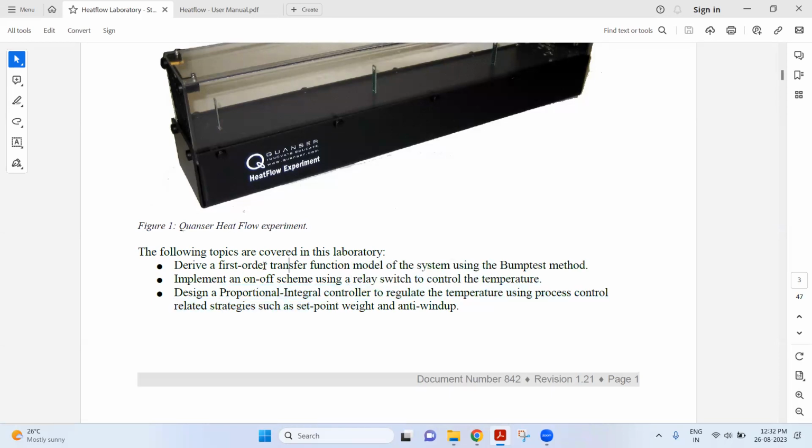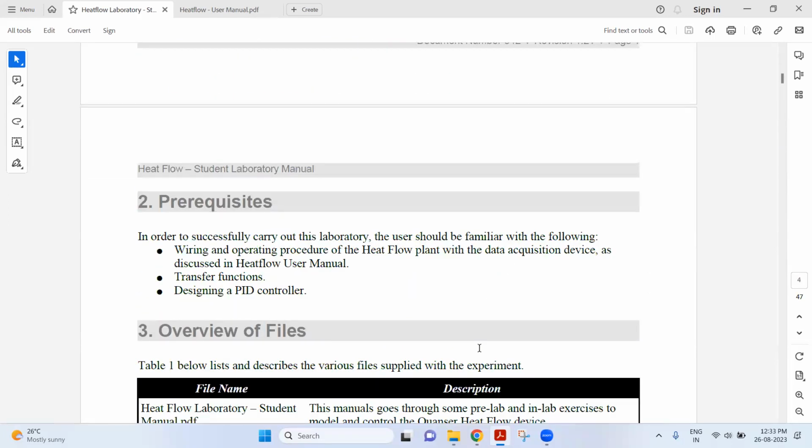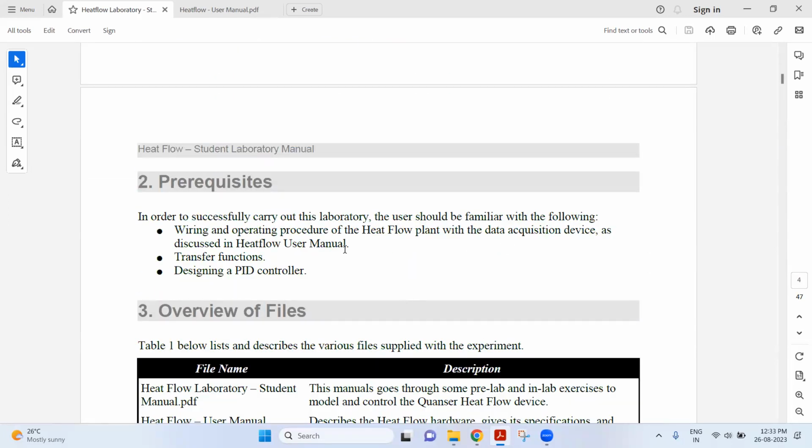First, we need to know the mass, the heat transfer, the velocity, and the volume. With this we'll create a transfer function for this model. Then we'll introduce a relay switch. Then we design a PID, proportional integral differential controller, to control the temperatures. Done.